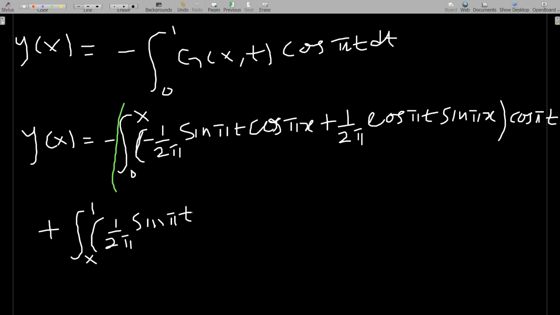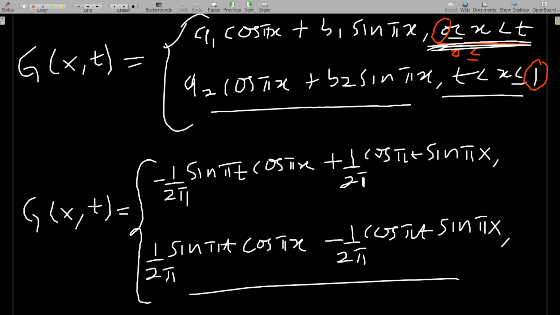Wow. Where is my x? 0 to x? Let me see. 0 to x, you use g2. Okay, that is correct. Let me go and check. Okay, because 0 to x, you use g2.